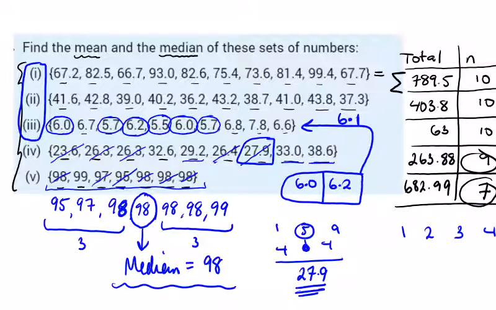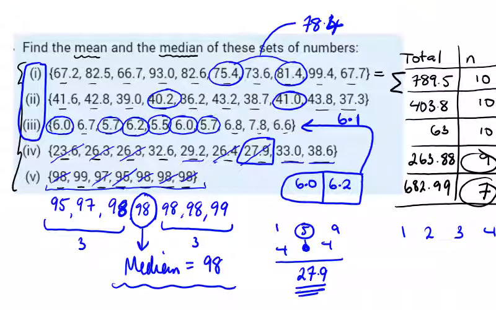Pause the video now and try and find the fifth and sixth data points in 1 and 2. Okay, hopefully you found it. In 1, it's 75.4 and 81.4 if you mark them all off. If we divide those two by 2, you can see we just add, 78.4. And in number 2, it's 40.2 and 41 that are the fifth and sixth data points. And the median between 40.2 and 41 is going to be 40.6.